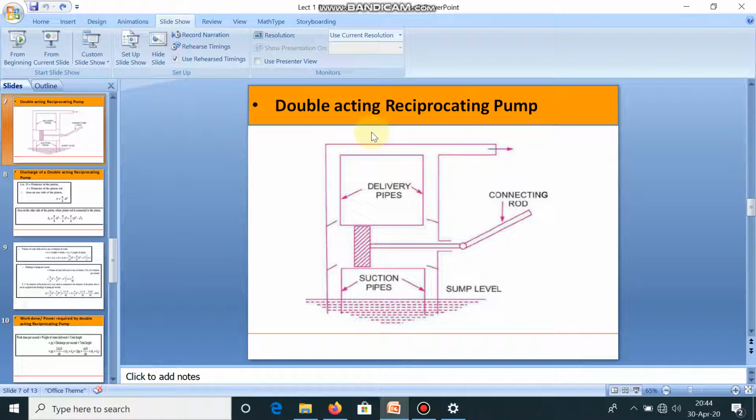As we know, the limitation of a single acting reciprocating pump is that it delivers intermittent or pulsating discharge. This difficulty is overcome by using a double acting reciprocating pump. So a double acting reciprocating pump consists of two suction pipes and two delivery pipes.